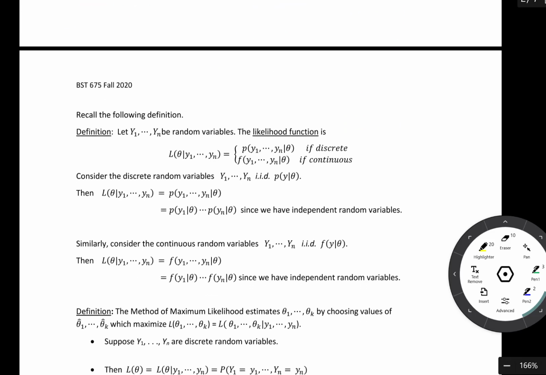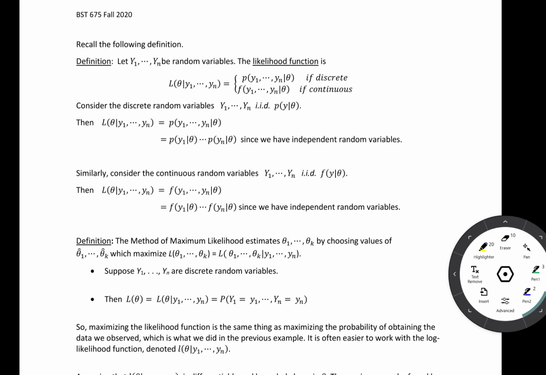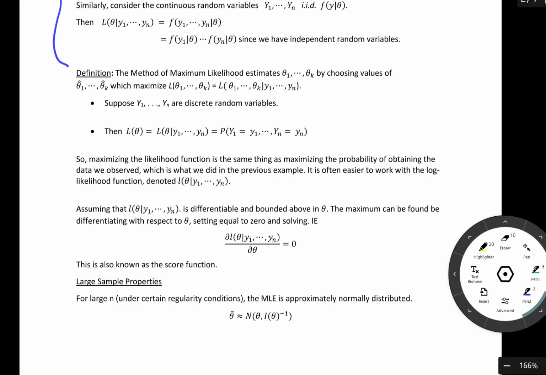So we're going to recall just the definition of the likelihood function. So right here, this is copy and pasted from the Module 8 notes, so you've already seen these definitions before. And so then that brings us to the definition of the maximum likelihood estimates, or the MLEs.